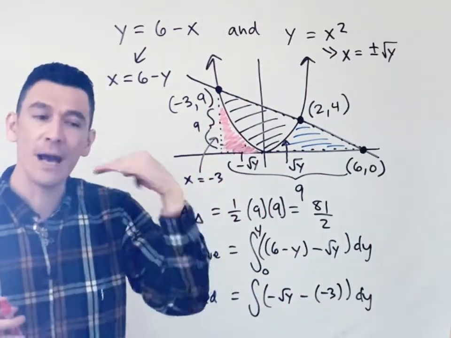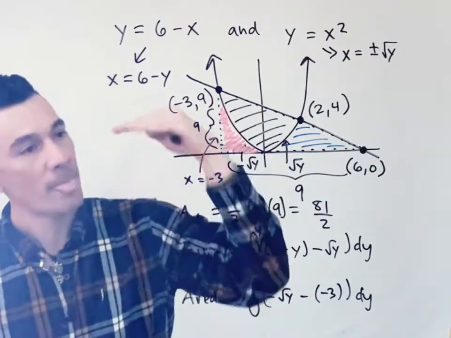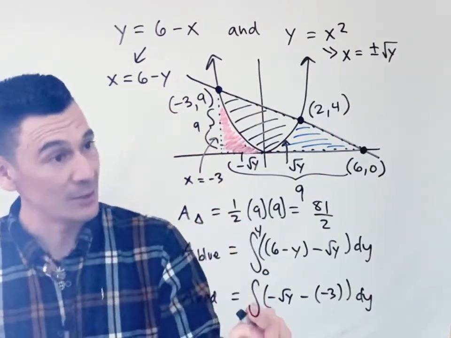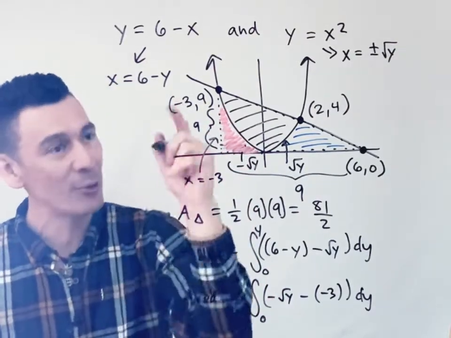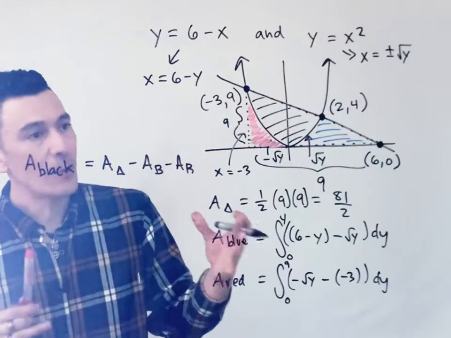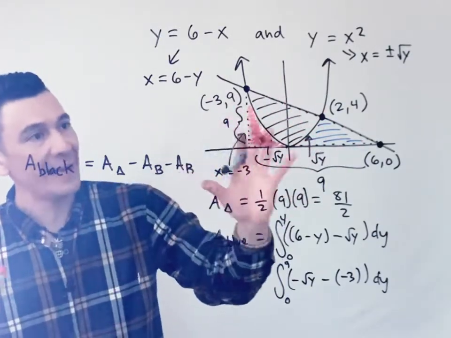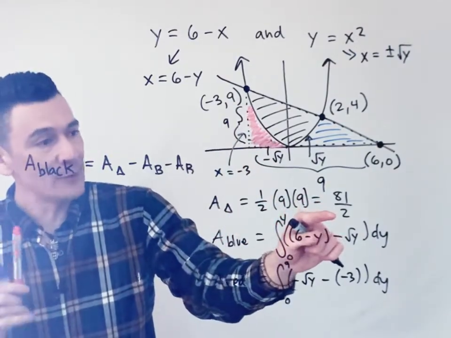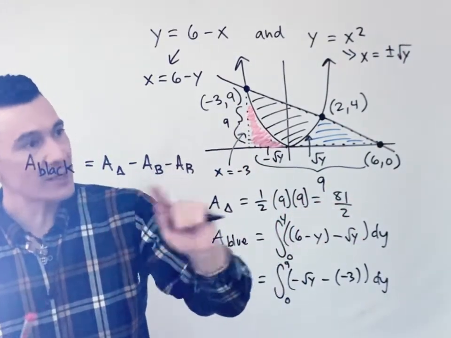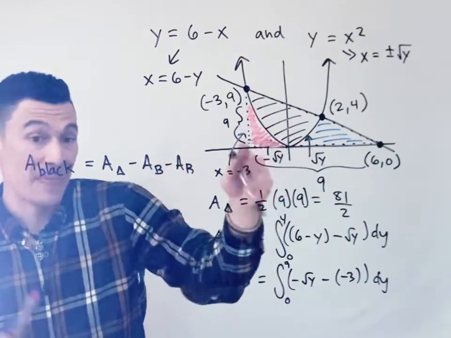Now it's lowest to highest. Since this is dy, I need the lowest y coordinate to the highest y coordinate. The lowest y coordinate of the red region is 0, and the highest y coordinate is going to be 9. In terms of why the strategy was to enclose the whole thingamajig with a triangle, that's the 81/2. And then if you take the triangle, and if you take away the blue, and if you take away the red, you're left with the black. And that was the goal.